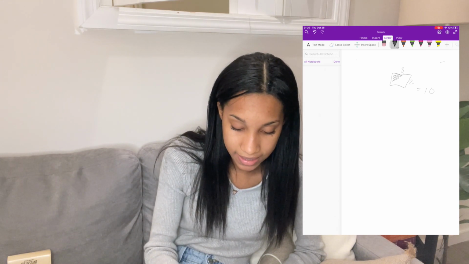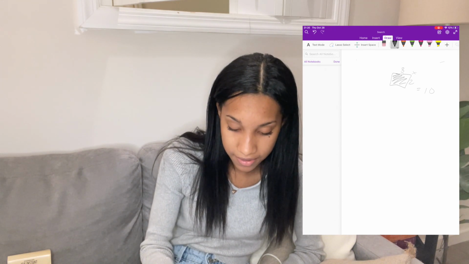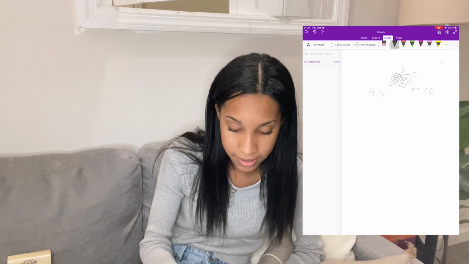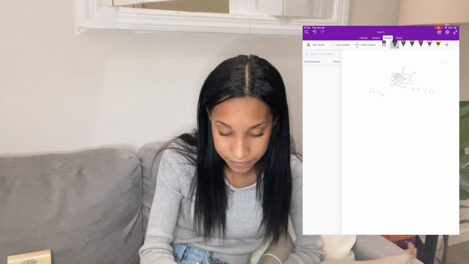Area would be finding the inside of this. So you'd multiply these 2 together, so then A would equal 6. Perimeter equals 10.